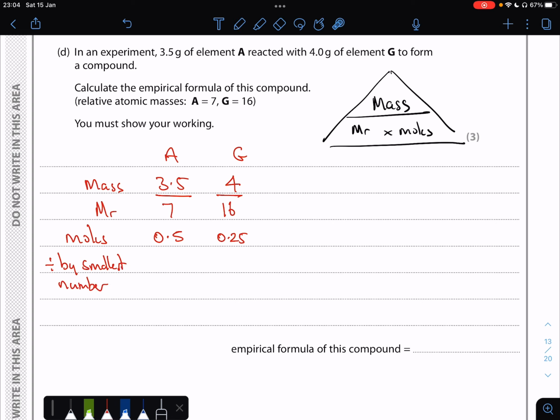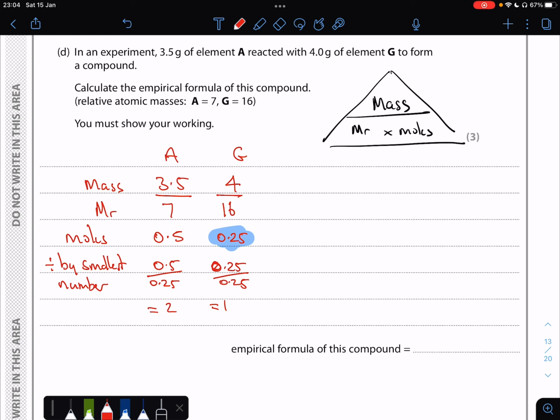So of these two answers, which is the smallest? Well, hopefully we can see that that one's the smallest number. So I do 0.5 divided by 0.25, and then 0.25 divided by 0.25. That's going to be 1. That's going to be 2.